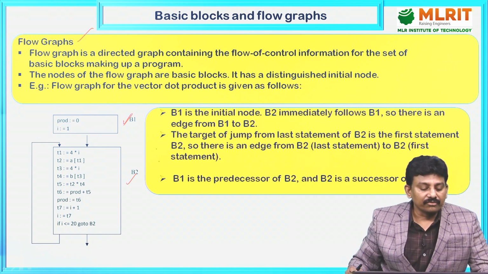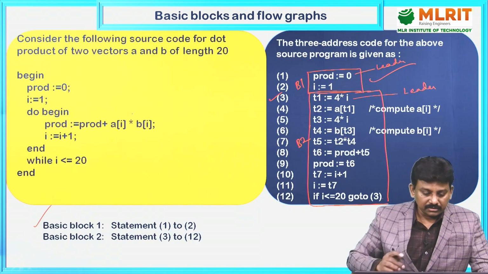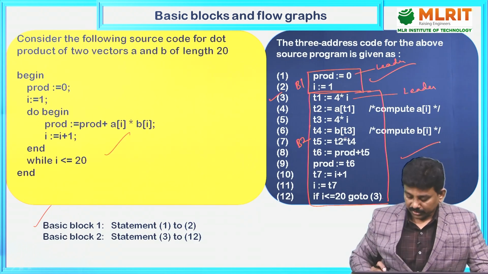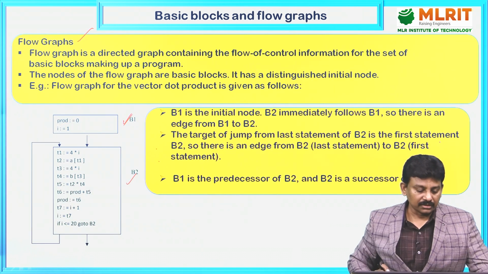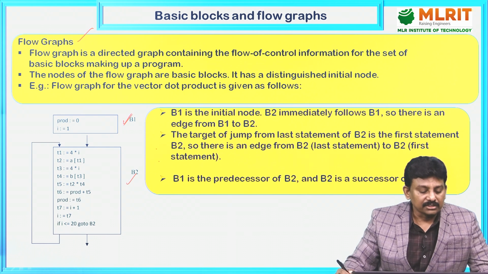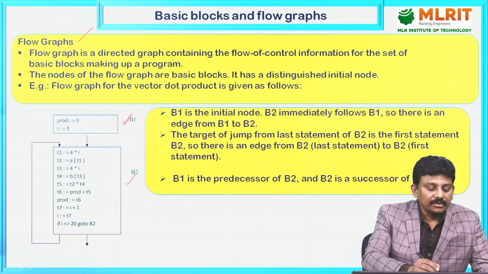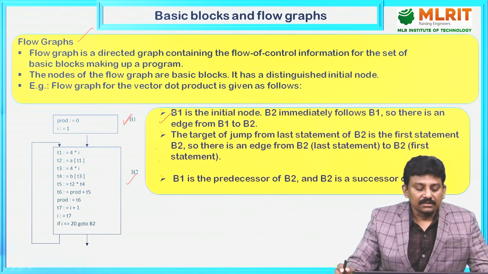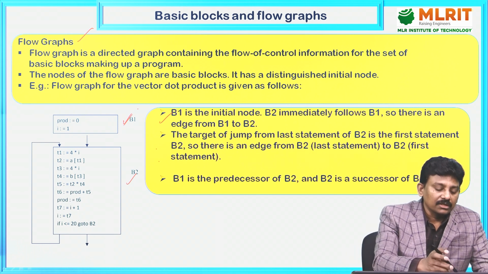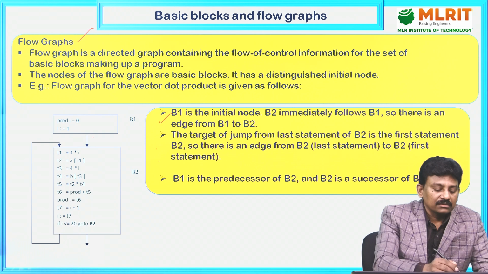Example: the flow graph for the vector dot product is given below for this code. These are the 3 address statements. The 3 address statements are partitioned into 2 blocks B1 and B2. Now we have to give the directed edges for these basic blocks. How can we find the directed edges? B1 is the initial node, B2 immediately follows B1. So there is an edge from B1 to B2.